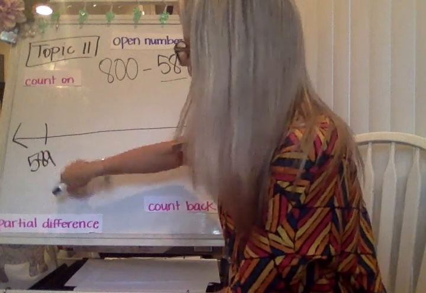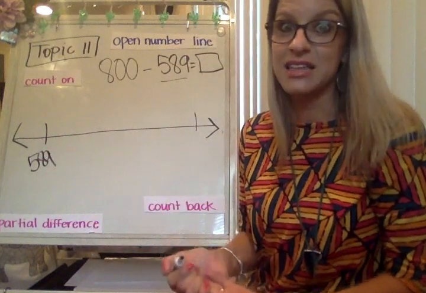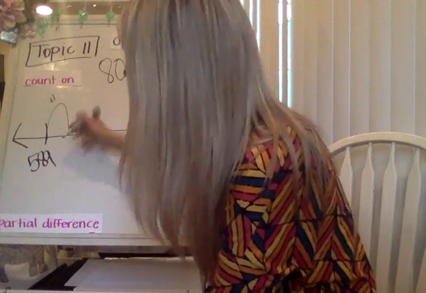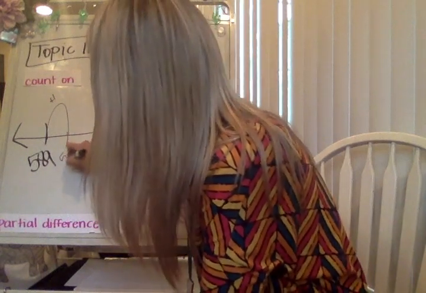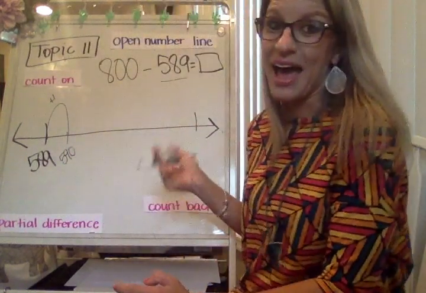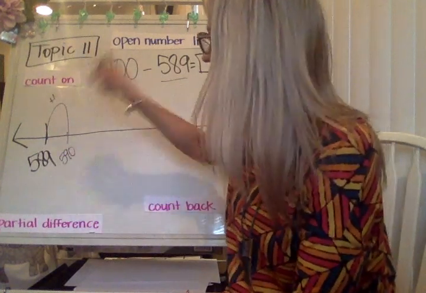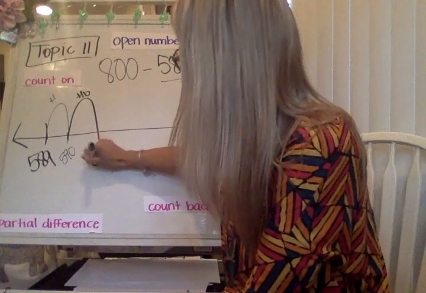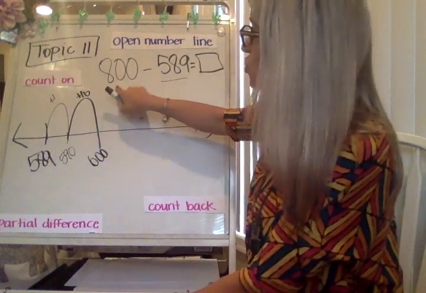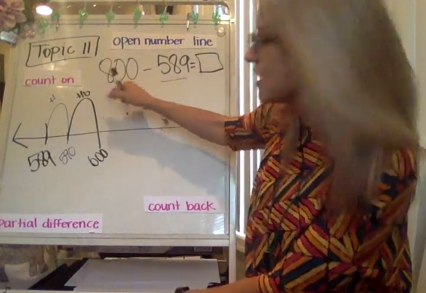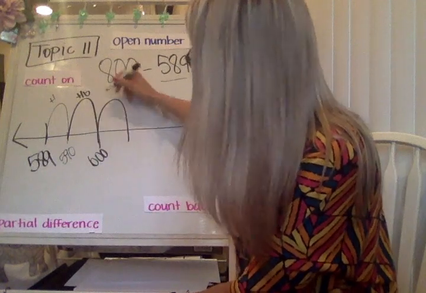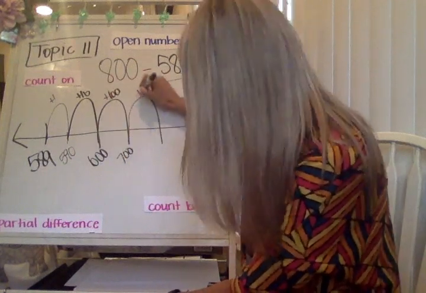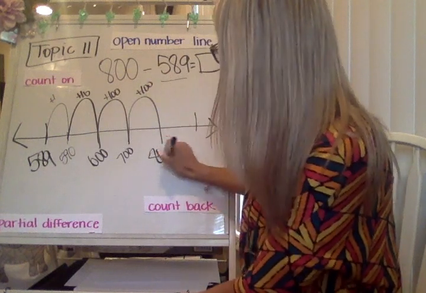So 589, first I want to try to get that to the next 10. So I'm going to just add 1. So 589 plus 1 more, 590. Now I want to add another 10 to get that to the next 100. So that brings us to 600. I need 2 more 100s in order to get to the 800 mark. So 600 plus 100 is 700 plus 100 is 800.